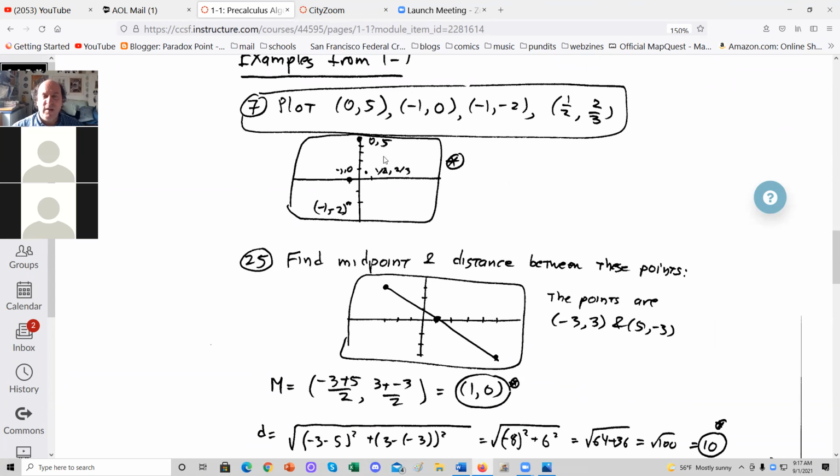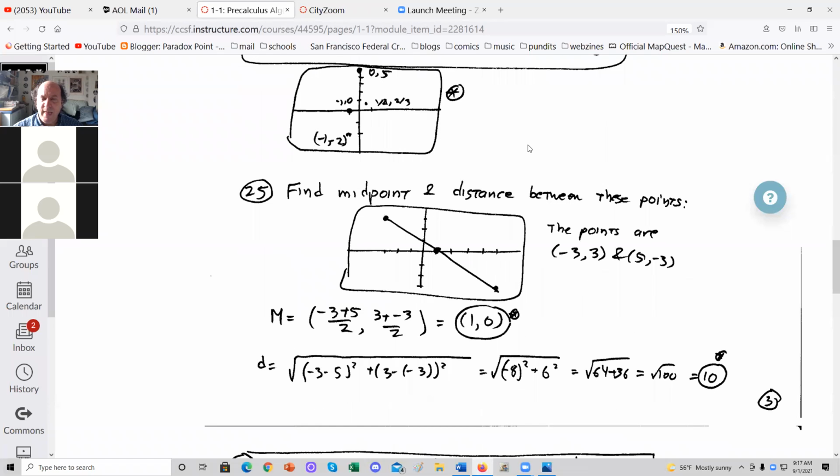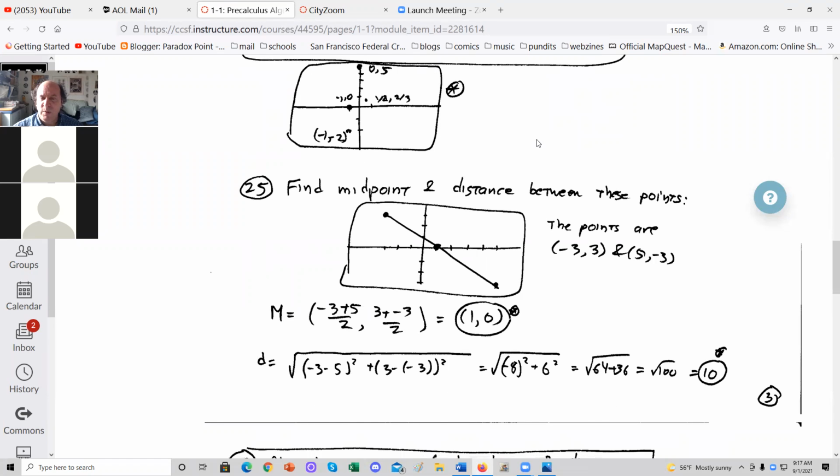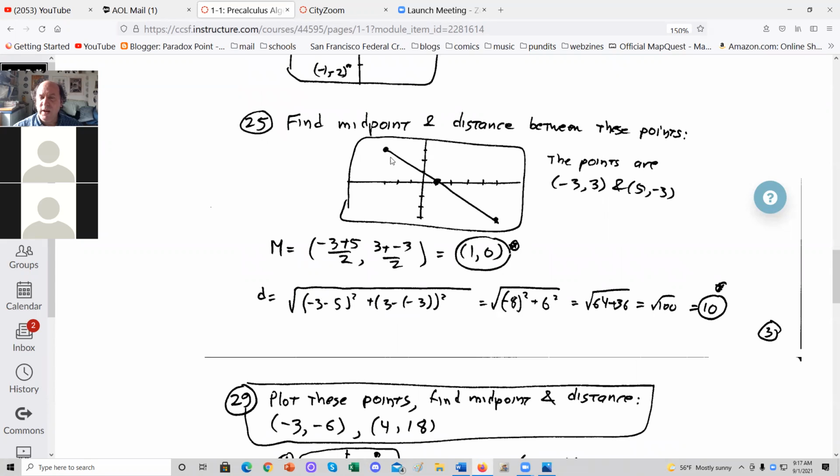Plot 0 by 5. Here it is, over 0 up 5, it's on the y-axis. Negative 1 by 0 is on the x-axis, back 1. Negative 1 by negative 2 is back 1, down 2 here. And a half by 2/3 is over a half, up 2/3. Now here's the question about the midpoint and the distance between these points.